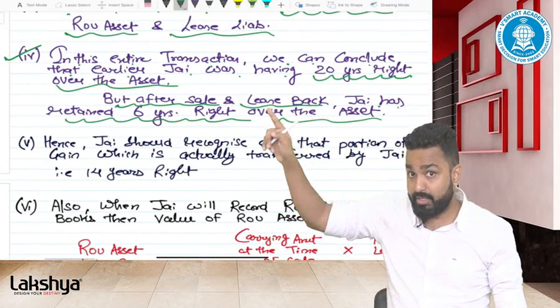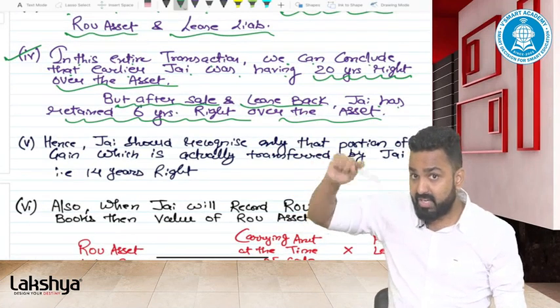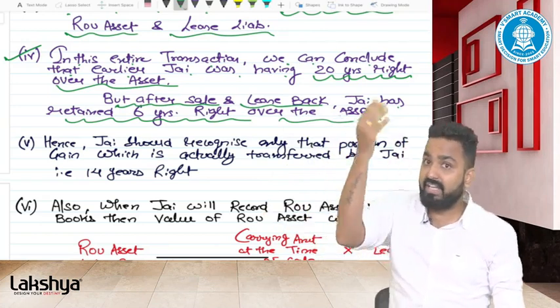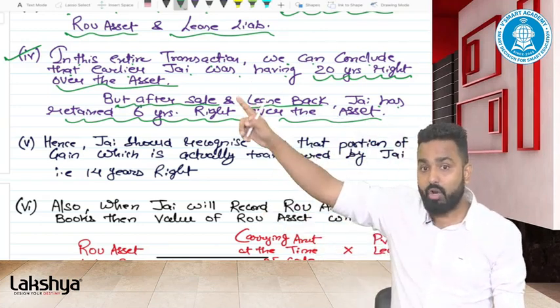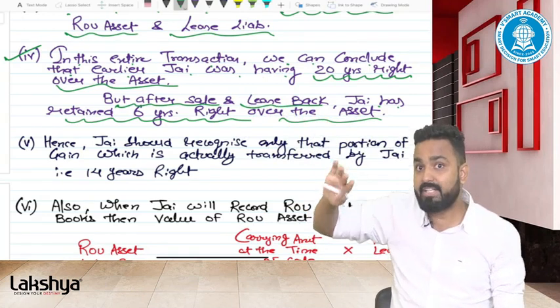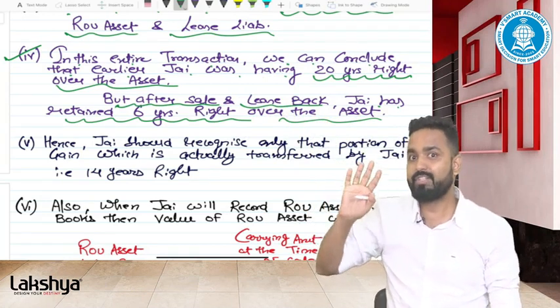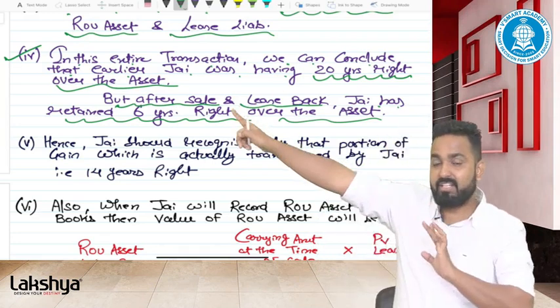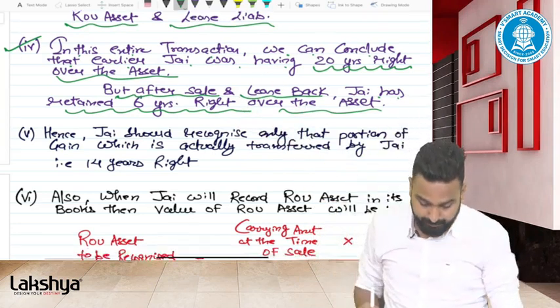Now the 5th point. The 4th point was very important. Try to understand. Jay has transferred 20 years right, but out of which Jay has again taken 6 years right. So overall the conclusion is Jay has actually transferred 14 years right and Jay has retained 6 years right. This is the conclusion we can get from the fourth point.